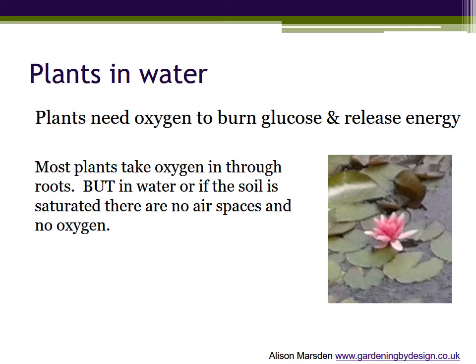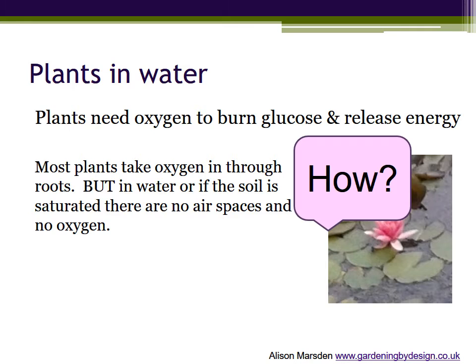Plant cells need oxygen to burn glucose and release energy, just as humans do. And I have already said that most plants take in oxygen through the roots. But if the plant is growing in a pond, or the soil is saturated, there are no air spaces, and therefore no oxygen. So, how do you think plants survive?